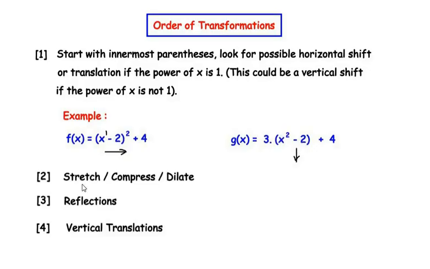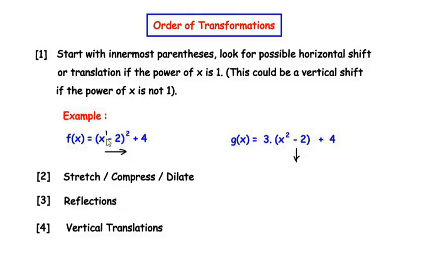Now step number 2 is going to be any stretches or compressions or dilations. Over here for f of x, we do not have any stretches, that is, we do not have any scale factor. But in the case of g of x, we have a scale factor of 3. So this is going to be the second step for g of x. First is the vertical shift and then comes the stretch. Then the third step in the order of transformations is any reflections, if there are any.